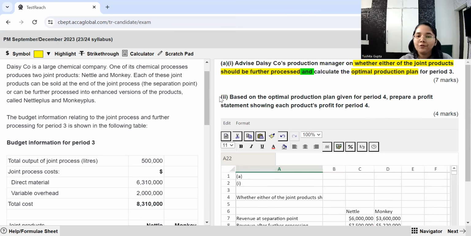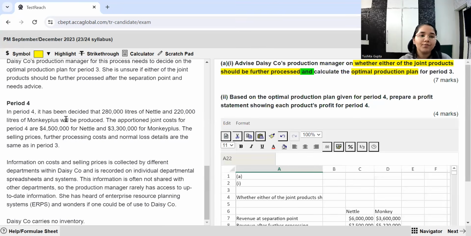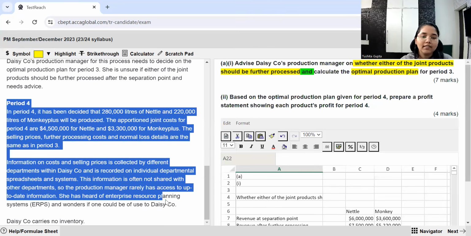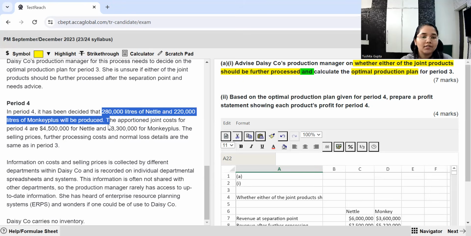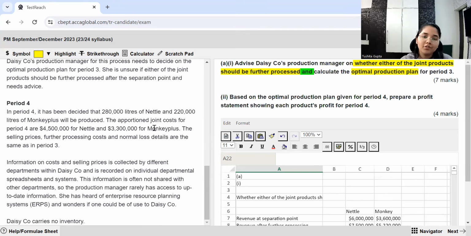Now we have to move to second one. Based on the optimal production plan given for period 4, we have to prepare a profit statement showing each product's profit in the 4th period. So now we will move to this part of the information. In period 4, it has been decided that 280,000 liters of nettle and 220,000 liters of monkey plus will be produced. Apportioned joint costs for period 4 are this much and this much.